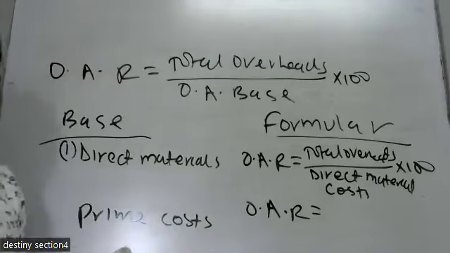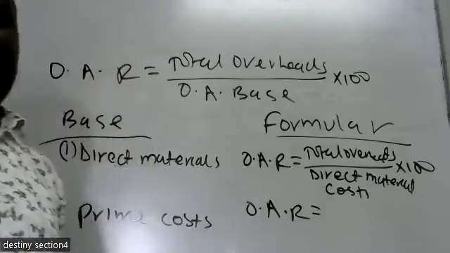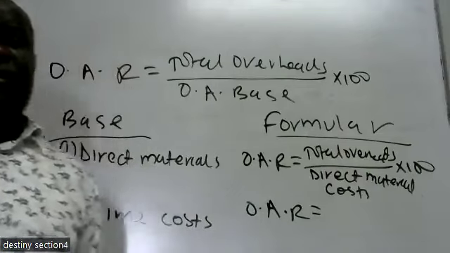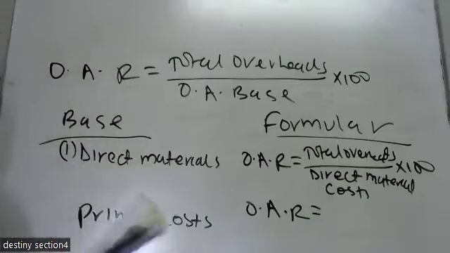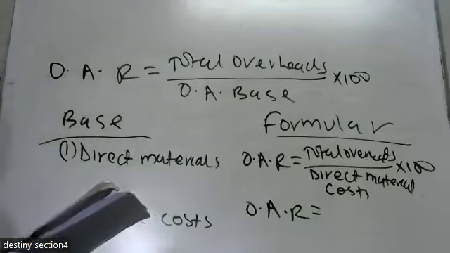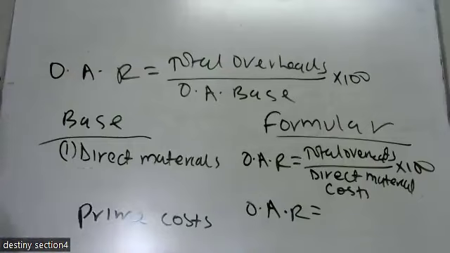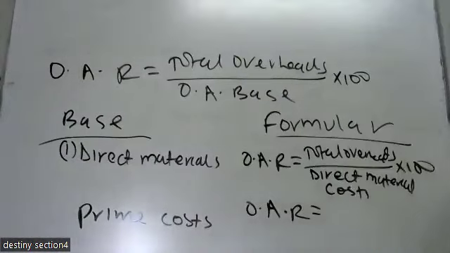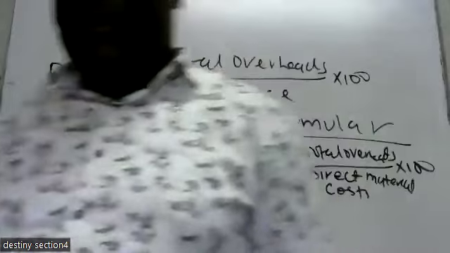Then number four, we can have accumulated costs. The formula for that: overhead absorption rate will be equal to total overhead costs divided by the accumulated costs, then also express it as a percentage.